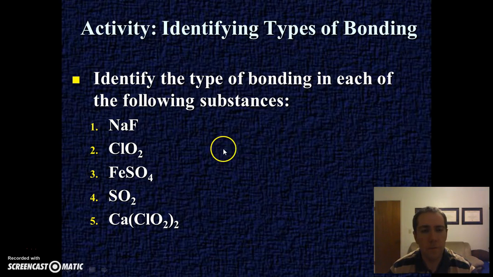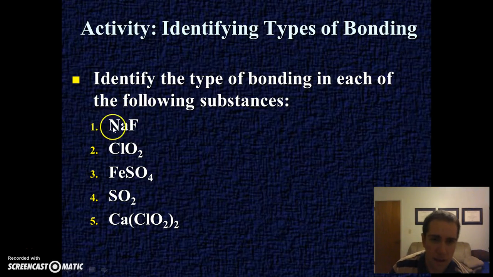So what we're going to do is, when I tell you to, you'll pause the video, take a look at these compounds, and try to predict whether they're going to have ionic bonding or covalent bonding. So go ahead and pause it right now. Okay, so let's look at number one. Just like we did last week, the key, look for a metal. Is there a metal in this? Sodium fluoride. Yes, there is. Sodium is a metal, so this has to be ionic. ClO2. These are all nonmetals, covalent.